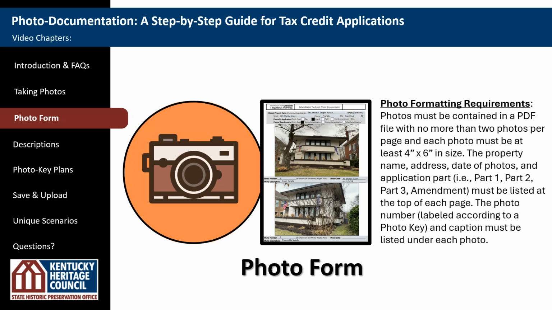However, it's worth noting that applicants do not need to use the Heritage Council's prepared photo form, and applicants may make their own photo form or compile their images in their own application, so long as the photo requirements listed on the screen are still met. Our photo form is meant to be helpful, but if you find it easier to create your own photo form, you are welcome to do so.